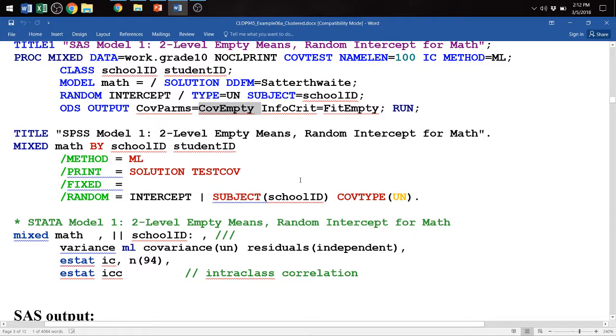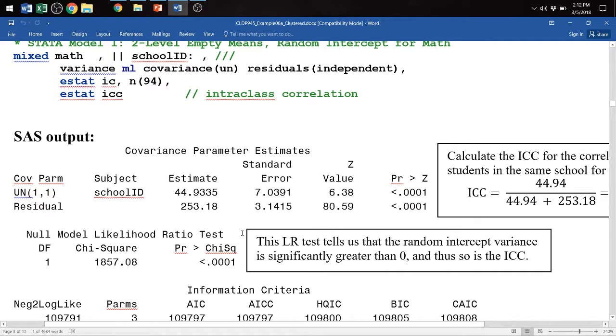And here is the same version of the model. I'm in ML, by the way. The same version of the model in SPSS and in Stata for those of you who would like to see it in another program. And here's what we got.